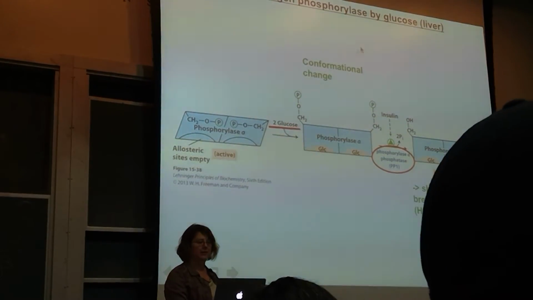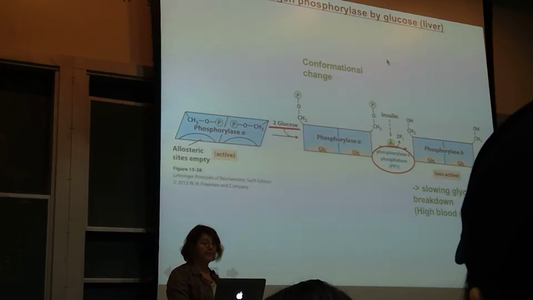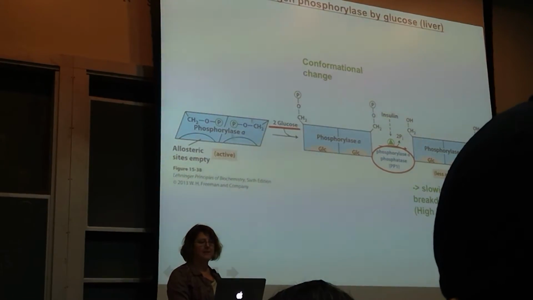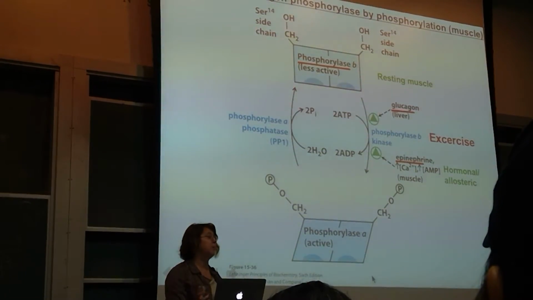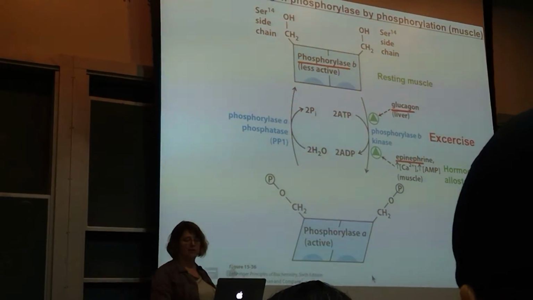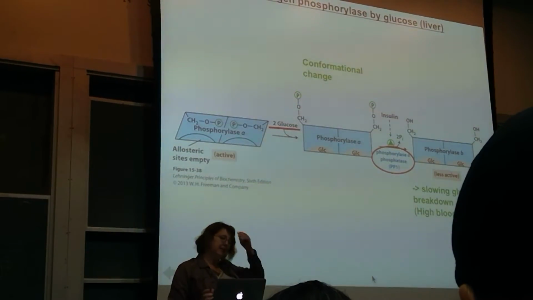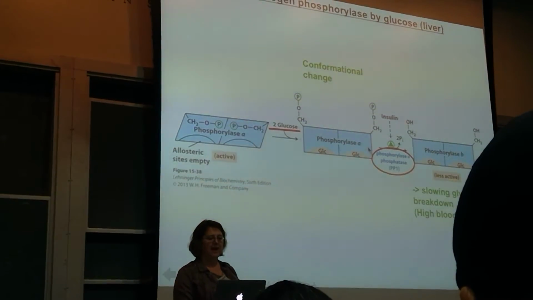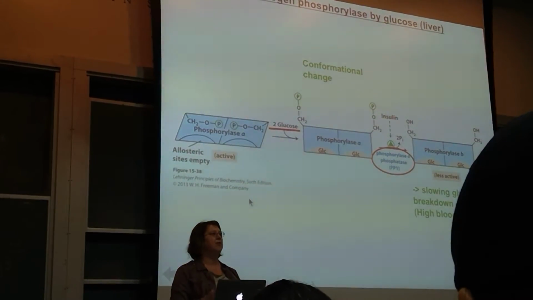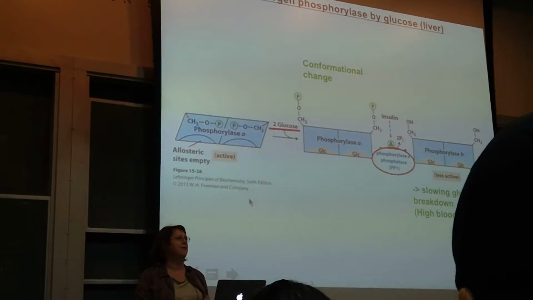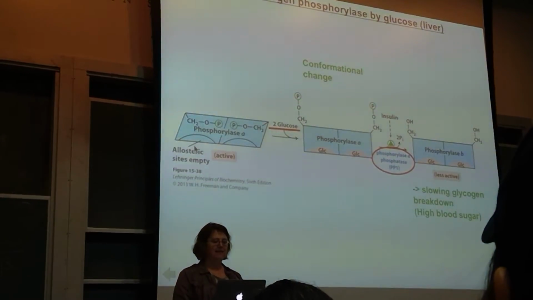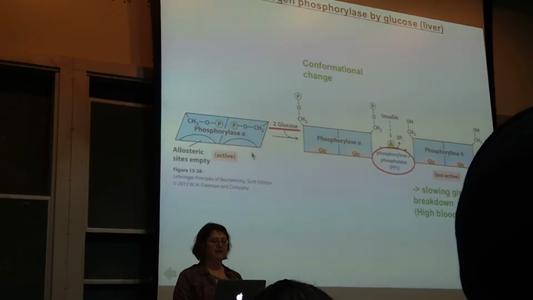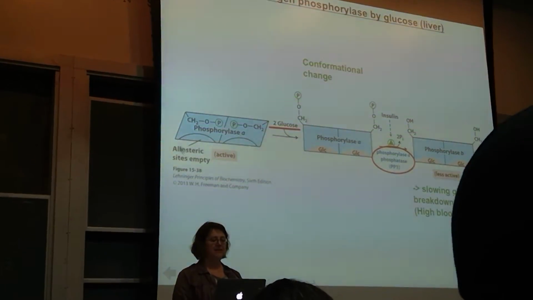So we were just talking about the muscle, but in the liver it's a little more complicated. In the muscle, it's primarily about generating ATP via glycolysis. In the liver there's an additional level of control because you want to control glucose levels in the blood. Here you have phosphorylase A that's phosphorylated, and it has two allosteric sites that are empty. So it's very active here.